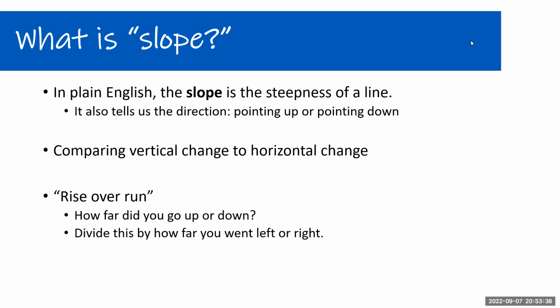Some of you may be familiar with rise over run, and this is just going to be a fraction. How far did you go up or down? And then divide that by how far you went left or right. Now be careful with your signs. Up would be positive, down would be negative, left would be negative, right would be positive, okay?